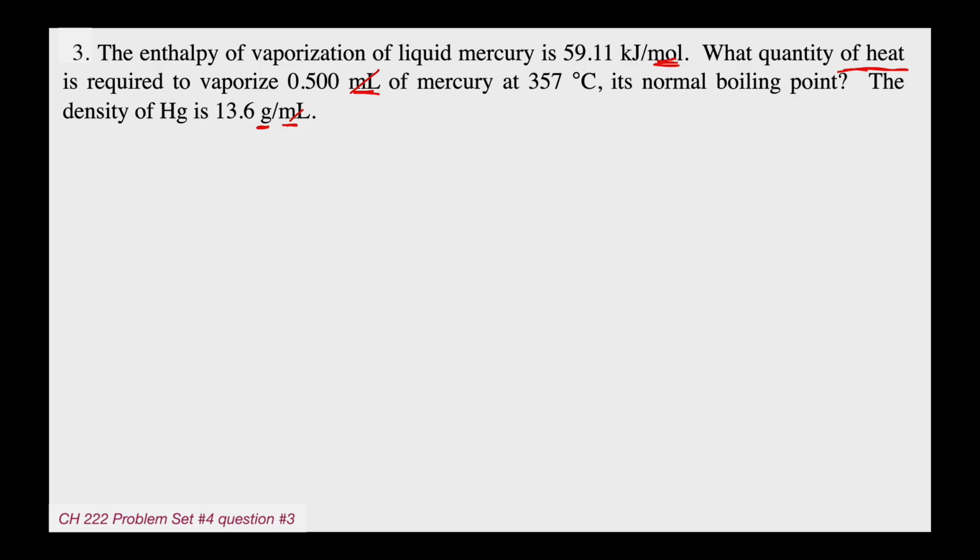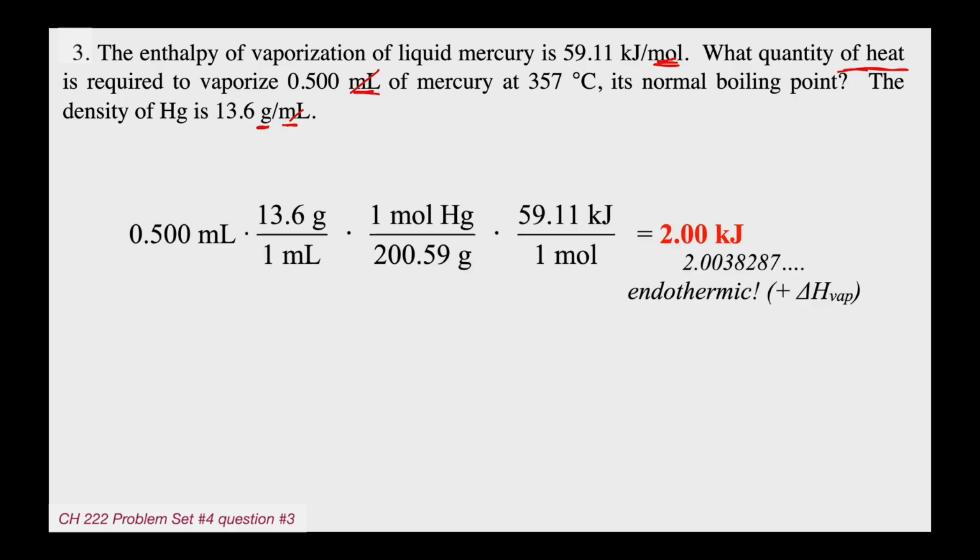So notice how I don't know anything about what's happening in the problem. I'm literally putting the units together, and bam, that's the right answer. That's literally what you do. So here are the steps I just went through. Milliliters times grams per milliliter, milliliters cancel out. Grams times the molar mass of mercury, 200 or so grams per mole, the grams cancel out. Moles times kilojoules per mole, moles are out of here, kilojoules are left. 3 sig figs because 0.500 and 13.6 were both 3, so 2.00 kilojoules. And that is the answer.